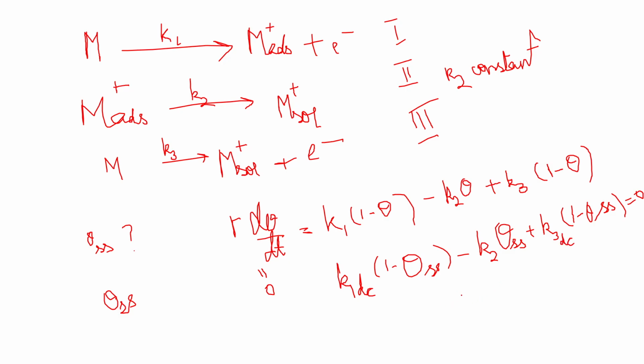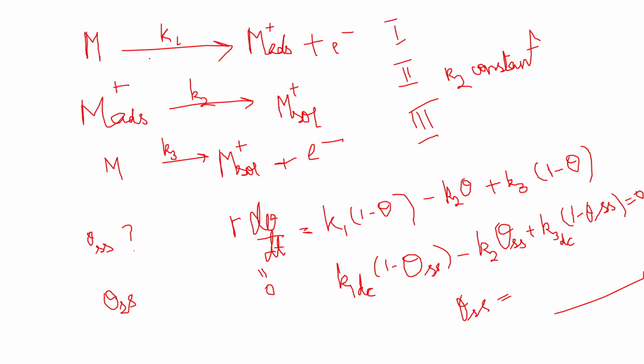Now when I equate it to 0 and rearrange it, you will get theta SS. You will have to find that out; I'll ask someone in the next question. Please do it. Then after this, what is the next thing to find out? IFDC. How to find out IFDC? Tell me, what will be the equation?